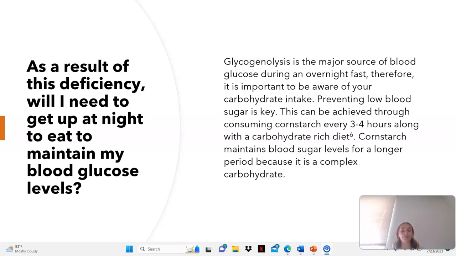So this can be achieved through consuming cornstarch every 3 to 4 hours and then supplementing this obviously with a carbohydrate-rich diet. So during the nighttime, you might find that that's going to be within that 3 to 4 hour time frame. Now, you want to choose cornstarch because it maintains your blood sugar levels for longer. This is because it's a complex carbohydrate.